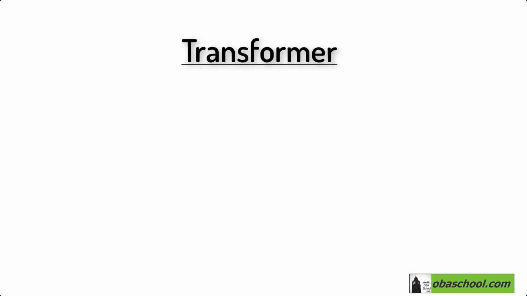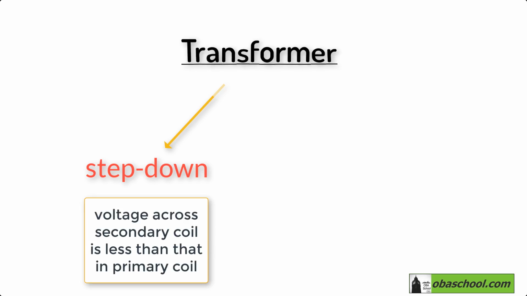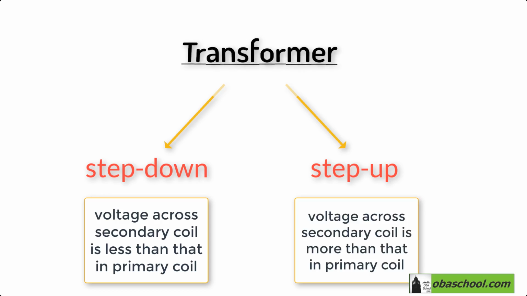A transformer could be a step-down transformer where the voltage across the secondary coil is less than that in the primary coil. And also it could be a step-up transformer where the voltage across the secondary coil is more than in the primary coil. So the step-up transformer increases the voltage from the primary to the secondary coil.